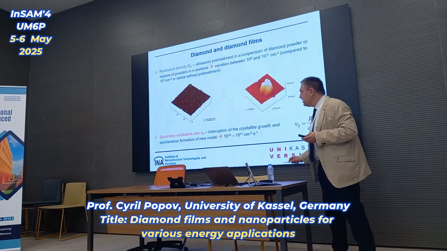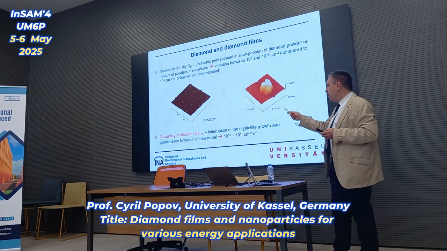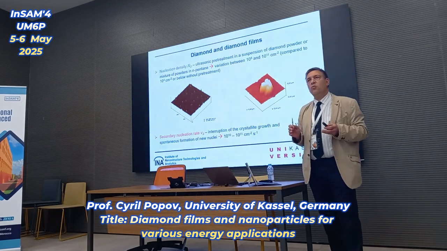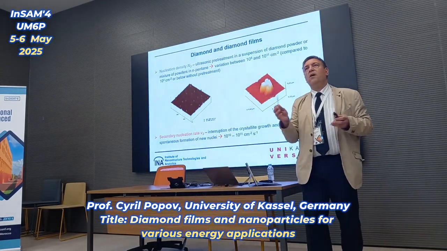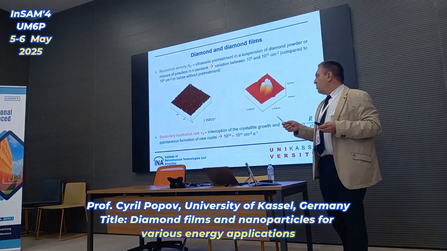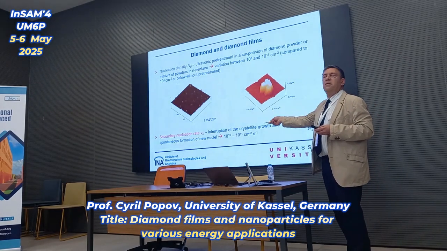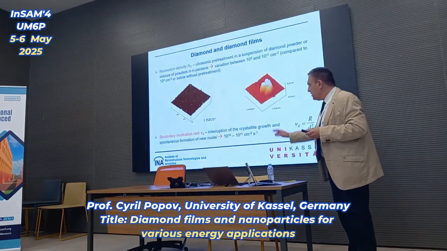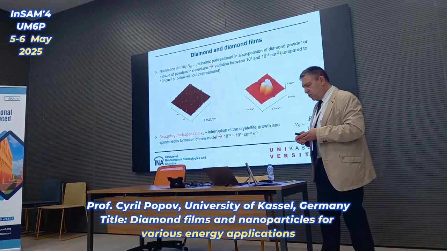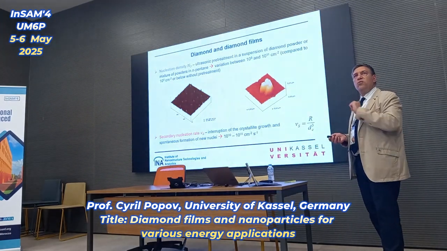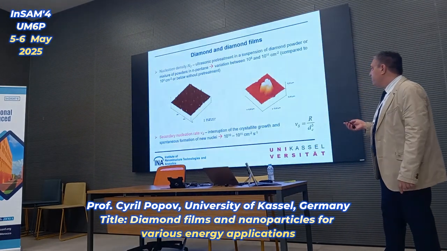The second parameter is the so-called secondary nucleation rate. It means when we interrupt the growth of a diamond crystal and initiate the growth of another crystal. So the higher the rate, the smaller the crystals that we obtain in the end. So increasing the secondary nucleation rate is the way we can prepare these ultra nanocrystalline diamond films.